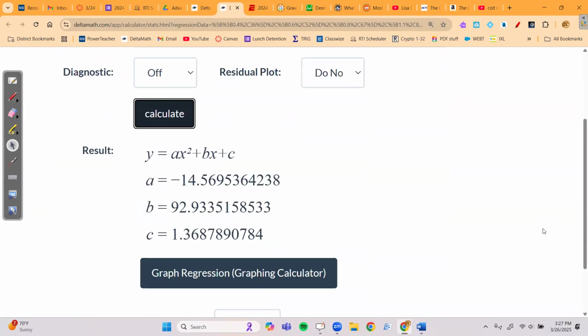What is my B value? 92.93. And what is my C value? Any questions about that? If it said round to the nearest tenth, I would obviously have different answers, numerically different, but quantitatively similar, right?